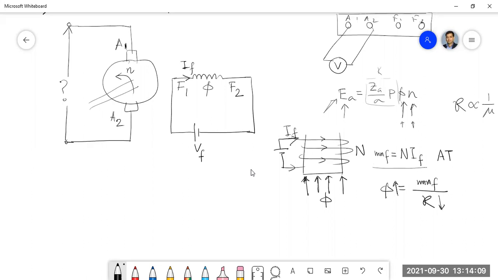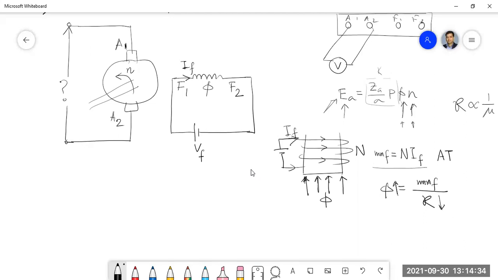Then we could have used only the coil, but we don't use only the coil. We use the coil wound on an iron core. And why is it made of iron? Because iron has very good permeability and low reluctance. So this is how the flux will be generated from the field coil.